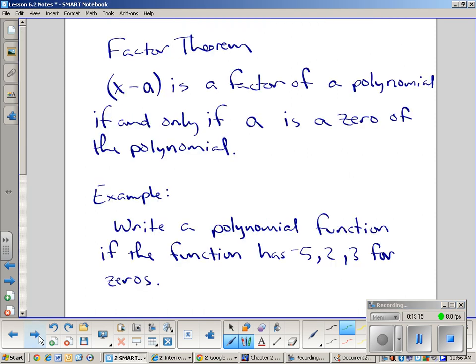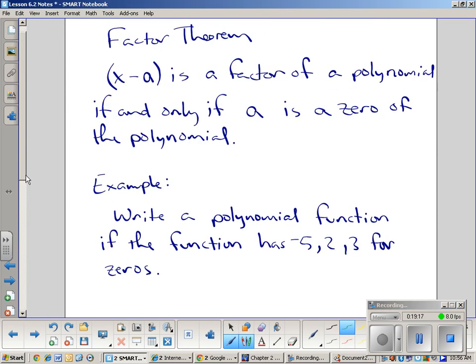Factor theorem. The factor theorem is a very simple concept that sometimes is written in a complicated way and confusing to people. So let me read it the way it's written, and then I'll try to explain it better if this isn't good for you. X minus a is a factor of a polynomial if and only if a is a zero of the polynomial.